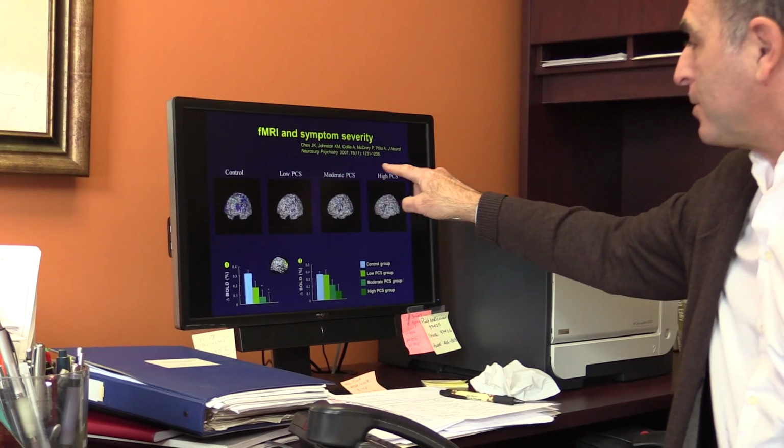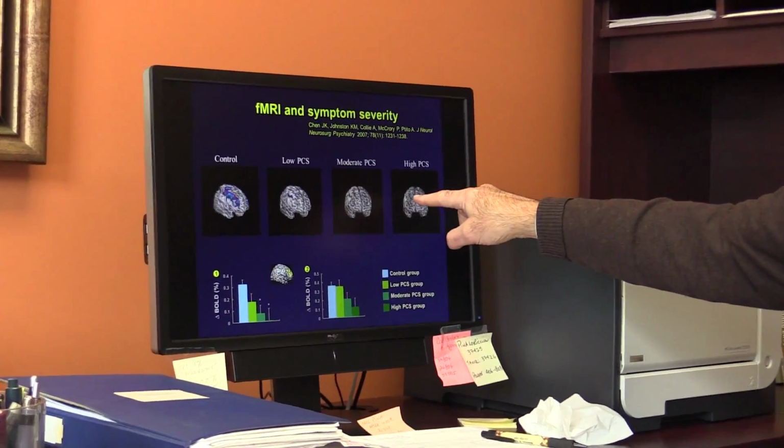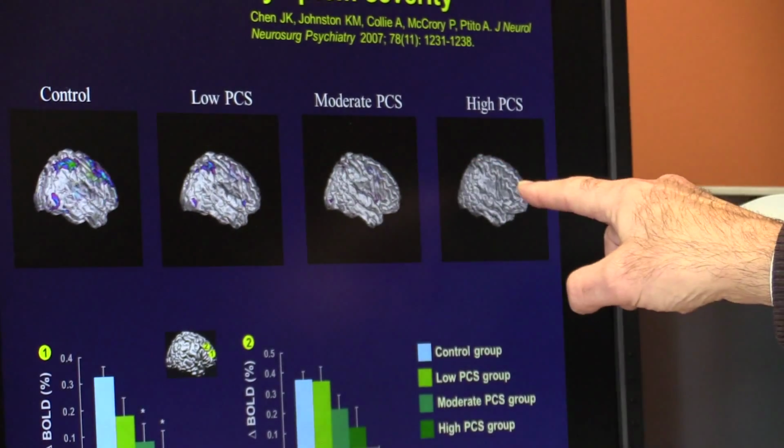And what we saw is that those regions that were affected would show less activation proportional to the severity of the symptoms. So the greater the symptoms, the less the activation in those regions of the brain. And this is essentially what you're seeing here. You see the control subjects are showing these activations here. And then as the symptoms increase, you see here where the high symptoms, you see that the activations are almost absent here.